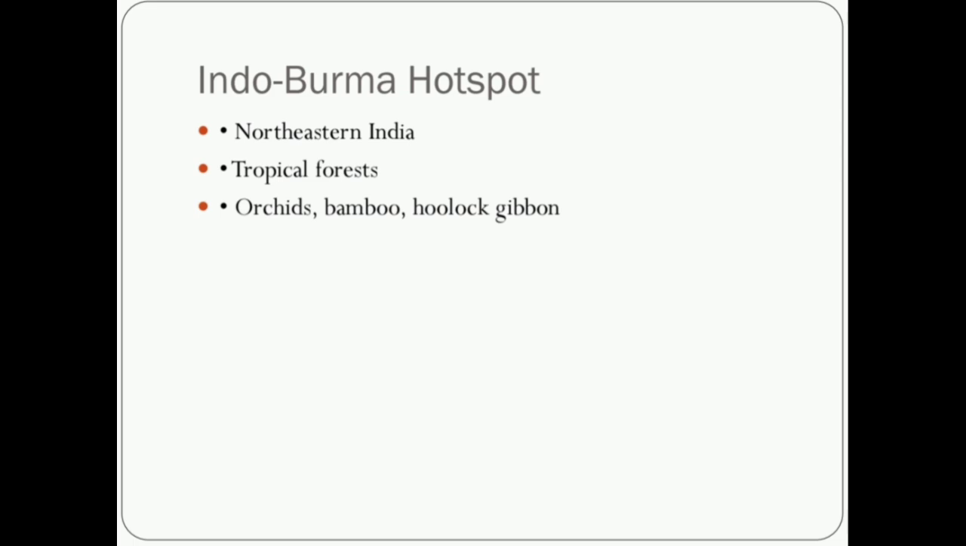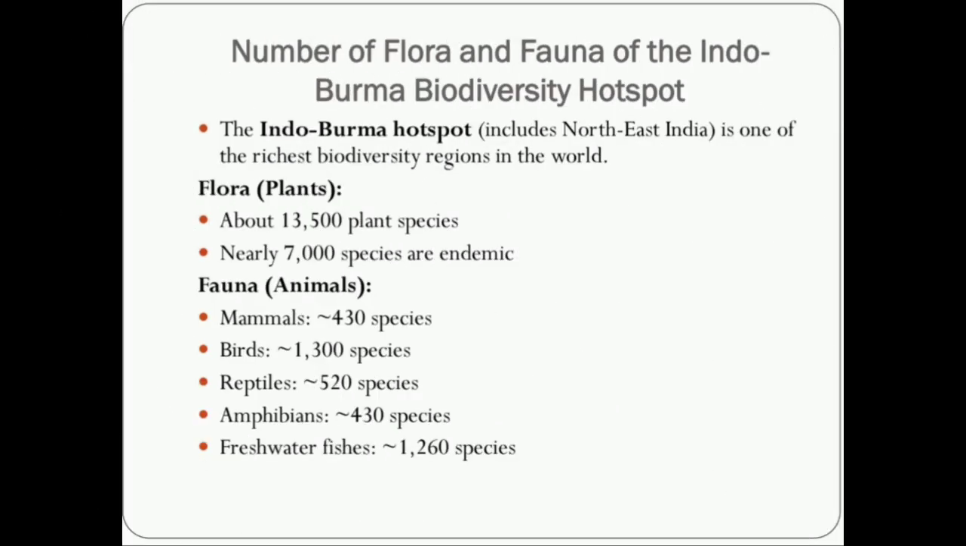Our northeastern India comes in this hotspot region. It includes tropical forests with many species like orchids, bamboos, hoolock gibbon. The Indo-Burma hotspot is one of the richest biodiversity regions in the world.